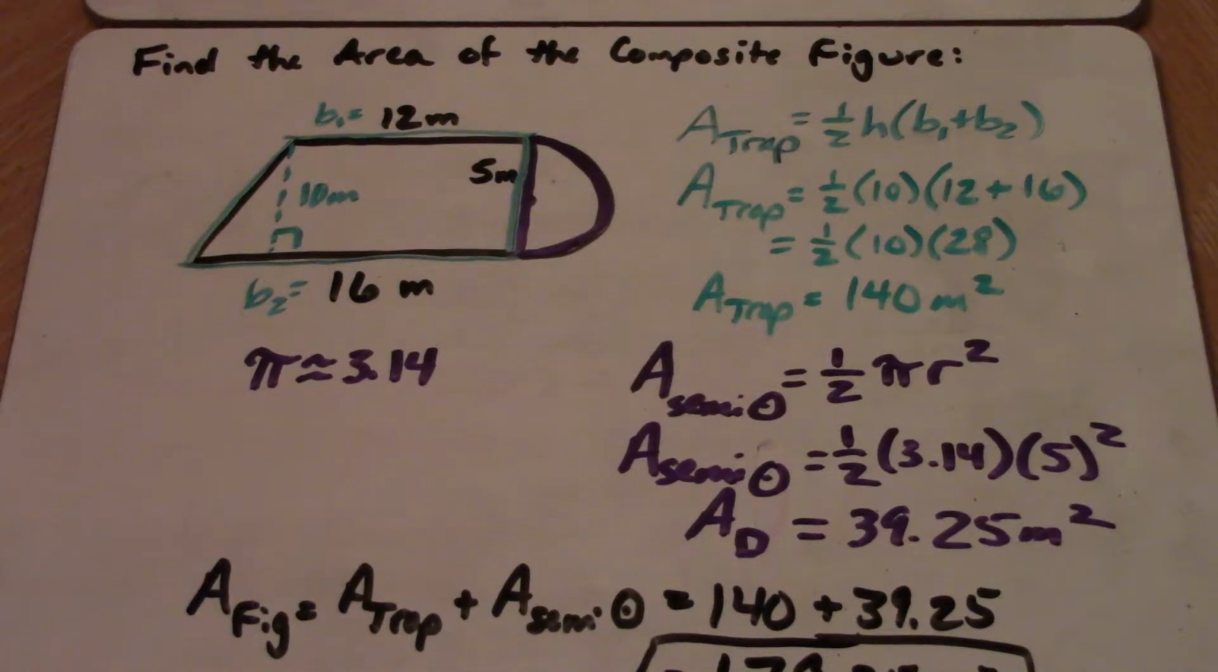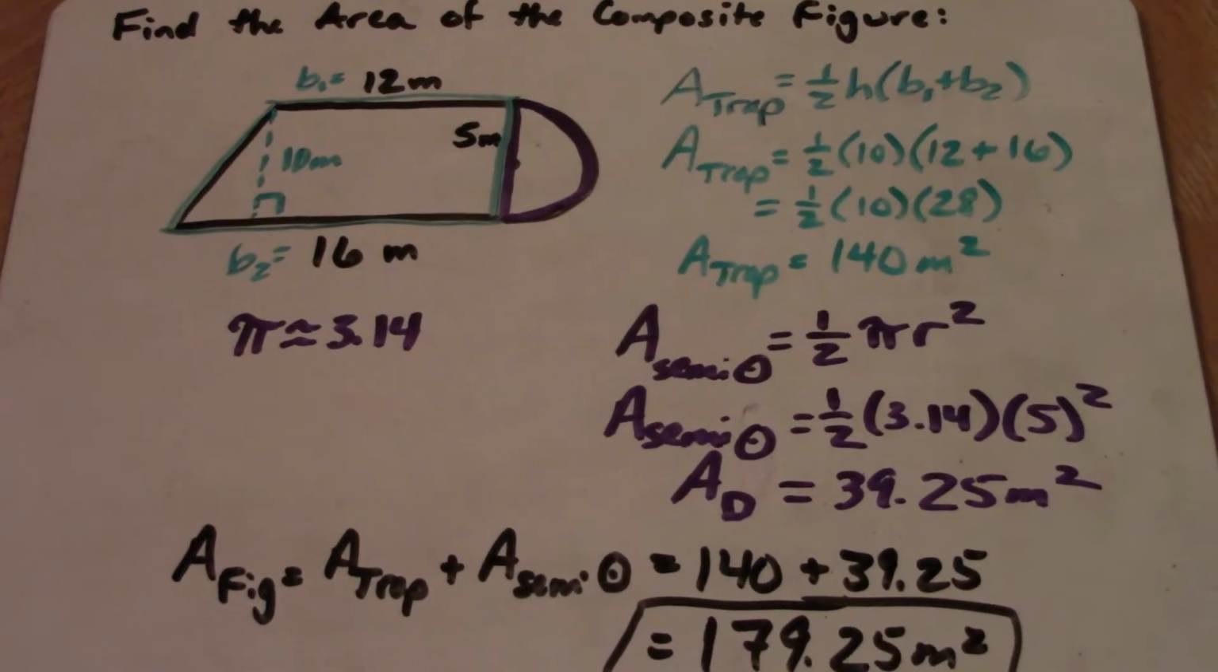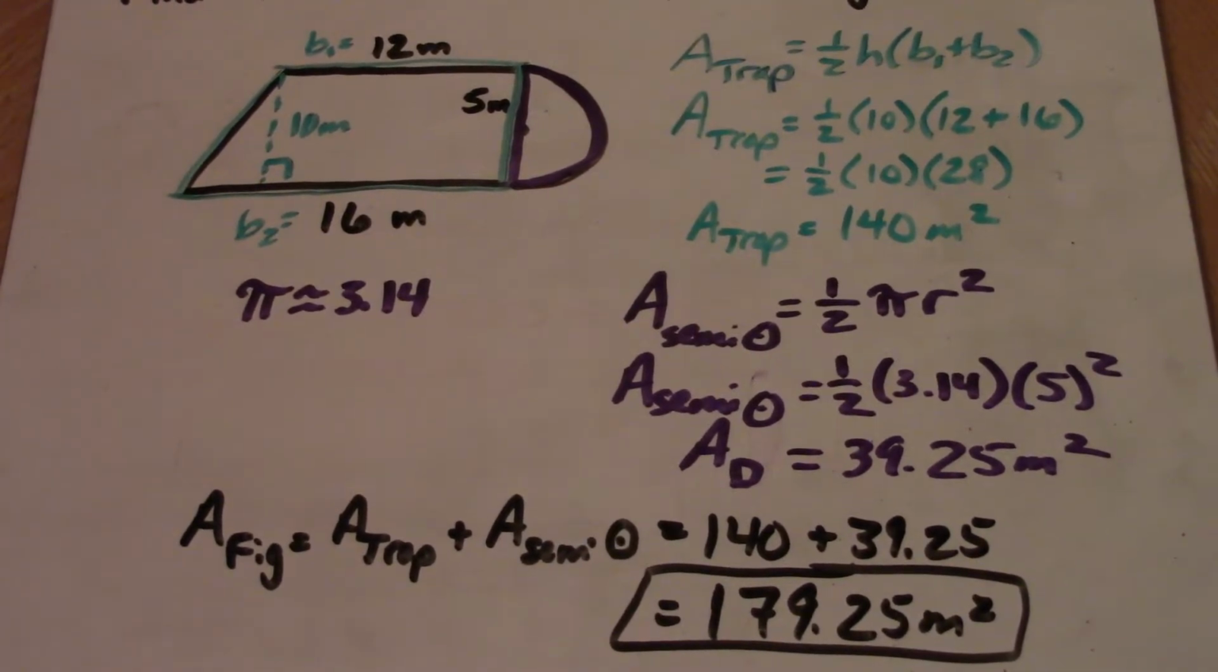That is how we approach these problems, and they should be relatively simple. We just need to find shapes that make up the larger shape and either add or subtract those pieces together to find the total area. Again, the area of that figure was 179.25 meters squared.